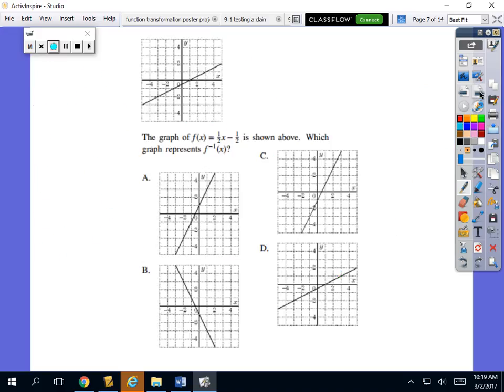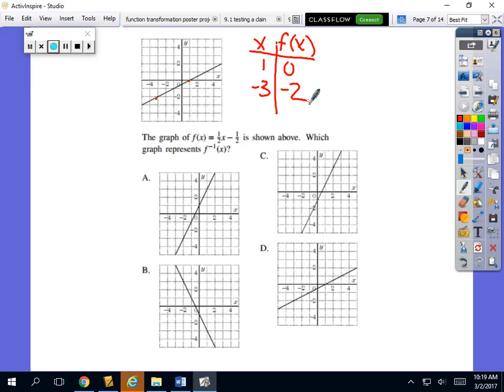Okay, the next problem, we are given a graph of this function, 1/2 x minus 1/2. What I did was I just picked out some points on this graph. So I see there's a point here, which is the point (1, 0). And another point would be right here, and that's the point (-3, -2). So I'm just going to look for the reverse of those points on these graphs.